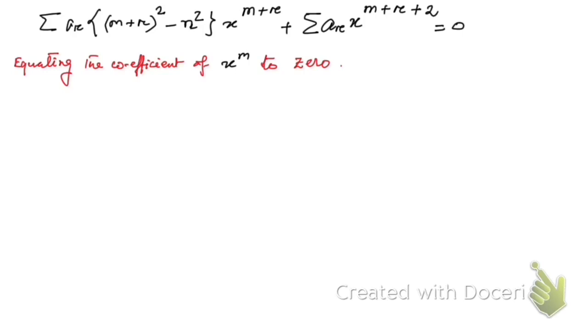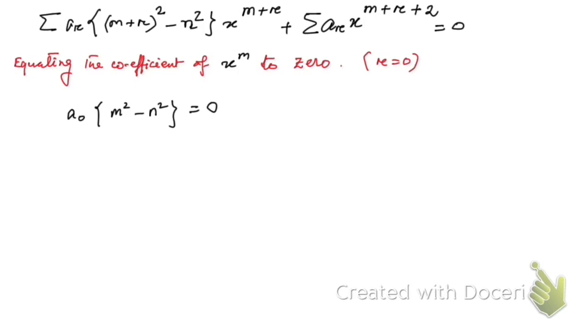So how to equate that? Let us put r is equal to 0. If you put r is equal to 0 here, then it becomes x to the power m. So then we can have a naught times m plus 0 whole square, that means you can write simply m square, right? M square minus n square is equal to 0. This is the coefficient of x to the power m, right? So when you put r is equal to 0, it becomes x to the power m, and this part is the coefficient of x to the power m.